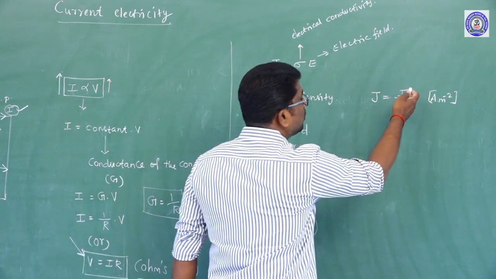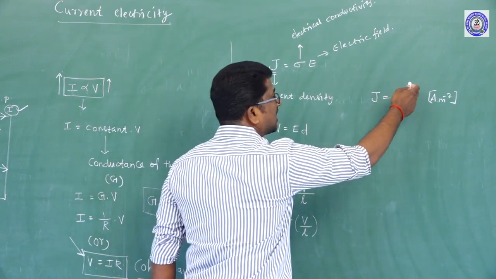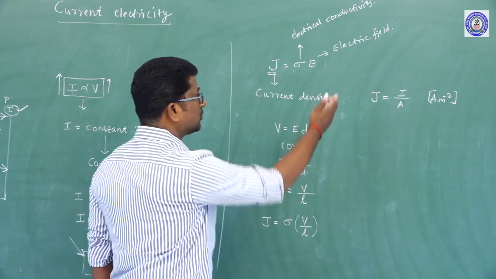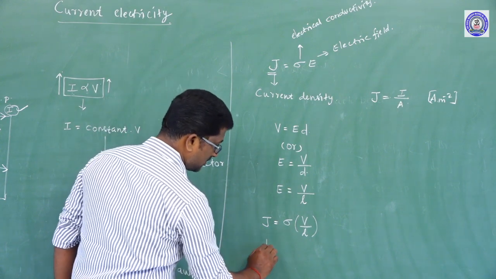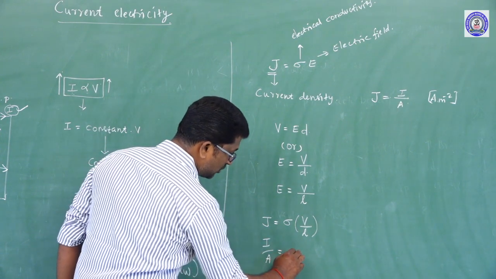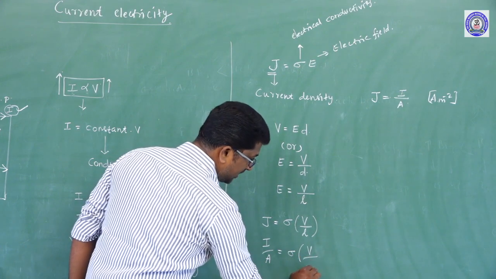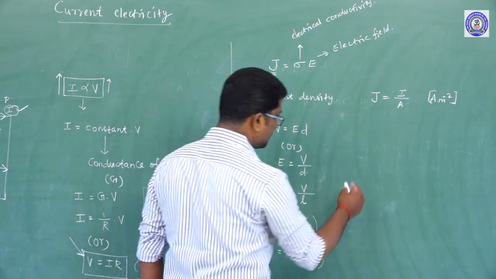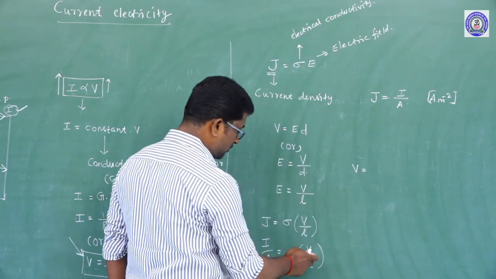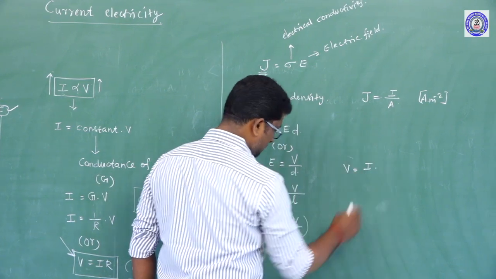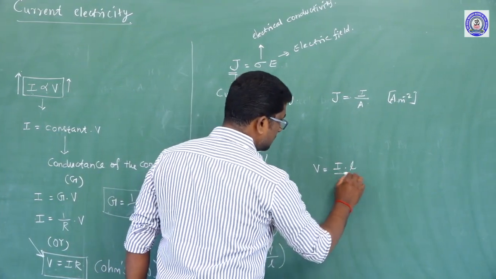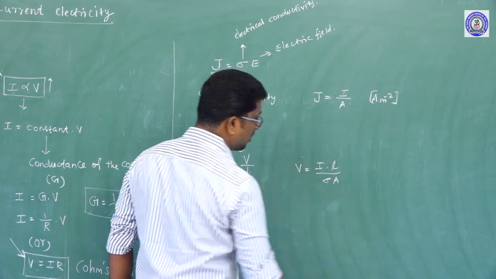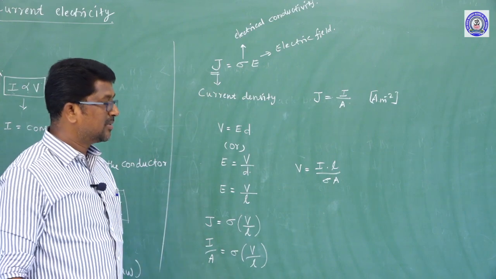J is equal to I divided by A, because the current per unit area of cross section of the conductor is nothing but the current density. So I divided by A equals sigma into V divided by L. Rearranging this equation, V equals I into L divided by sigma into A, with L going to the numerator.